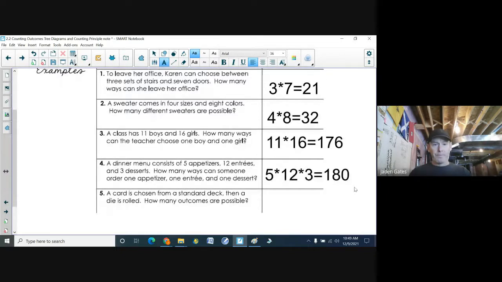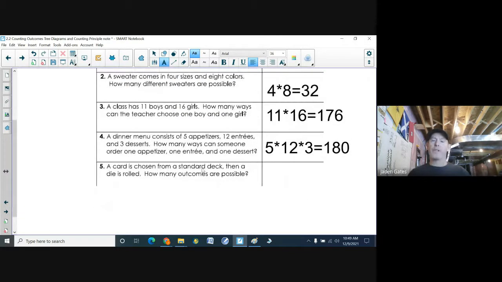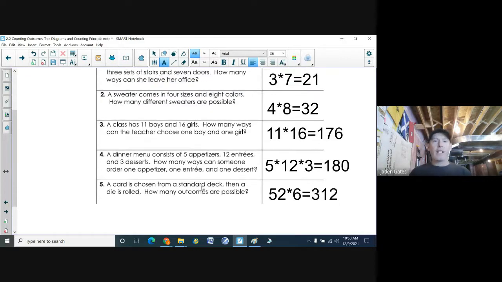All right, last one. A card is chosen from a standard deck. Then a die is rolled. How many possible outcomes are there? Well, something I've talked about many times is that a card is chosen from a deck. There are 52 cards. And then a die is rolled. Well, you've rolled dice, a standard die. There's only 6 of those. And so the possibilities are 6 times 52, and we get 312 possible outcomes.